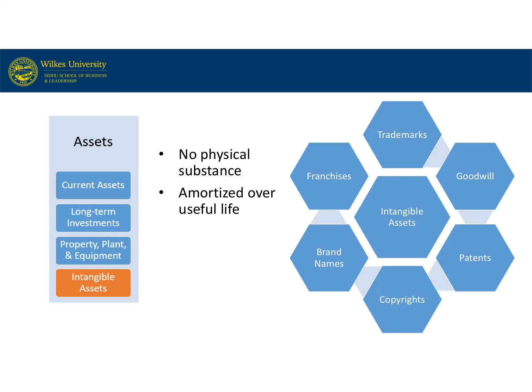The last major category on the classified balance sheet is intangible assets. These are non-current assets that have no physical substance. Examples are goodwill, patents, copyrights, and trademarks, or trade names. Similar to depreciation expense, these assets have amortization expense as their usefulness wears out.